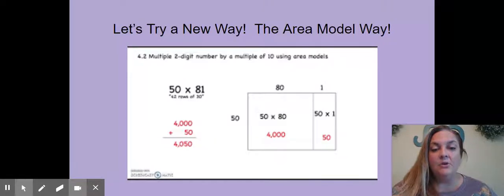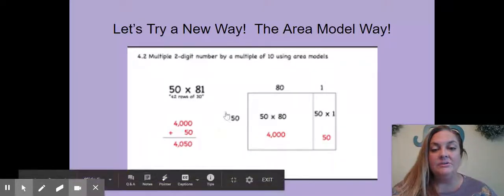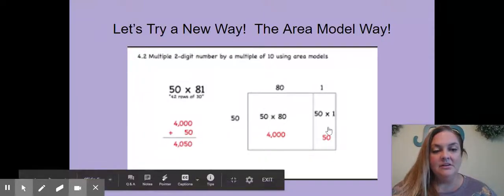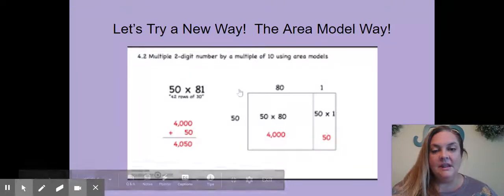It's called area model because we know that to find area, we do length times width. Look what you're doing here. You're taking the length of this box, 80, times 50, which is the width. That's the problem in this box. Look at this one. 1 times your 50, which would give us this box here. Area model, the space inside a shape.